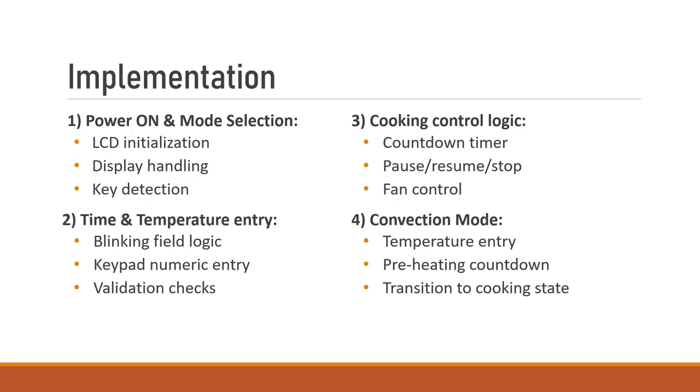Now, the main part: implementation. First, power on and mode selection. At startup, the LCD is initialized and a power on message is displayed. The system then continuously scans the matrix keypad to detect user input. Based on the key pressed, the corresponding cooking mode is selected and displayed. This provides a simple and user friendly interface for mode selection.